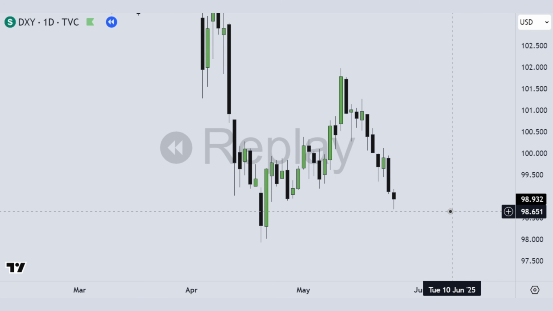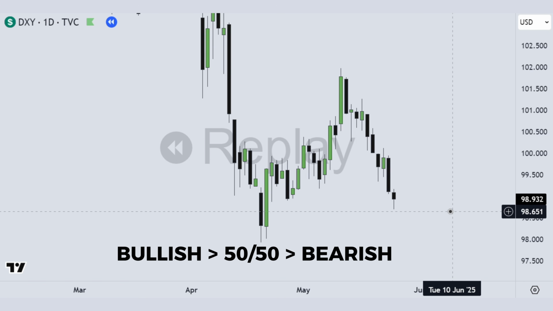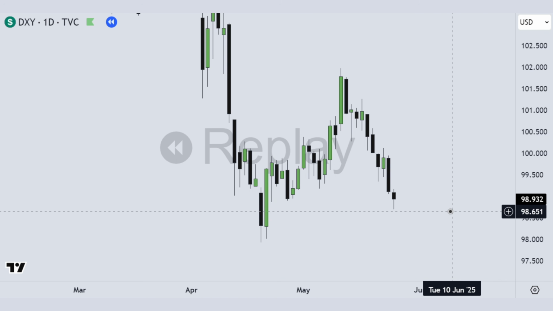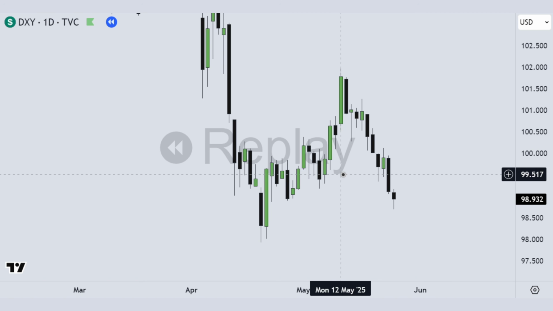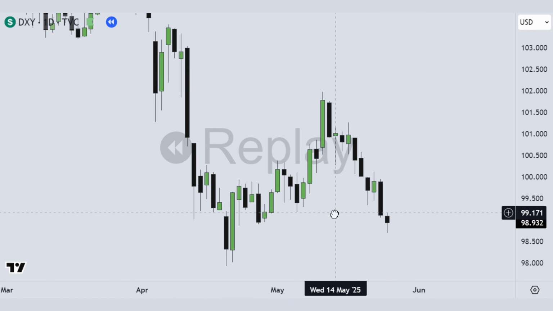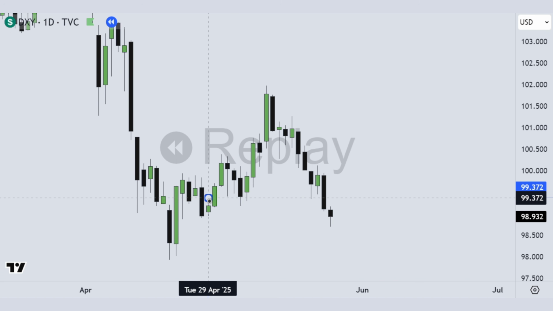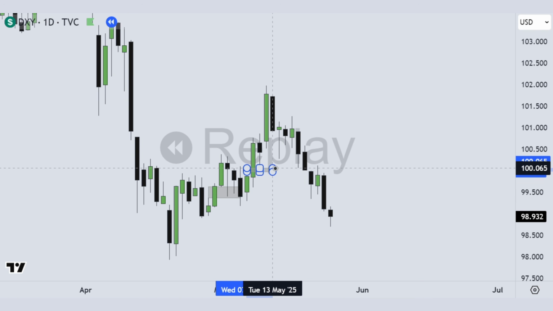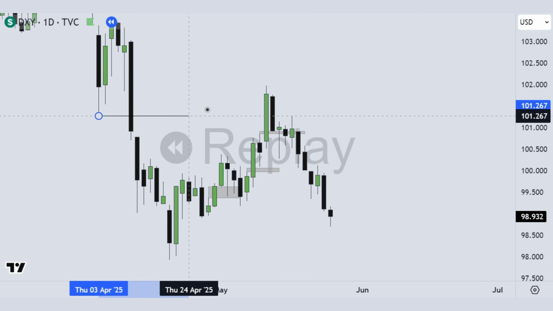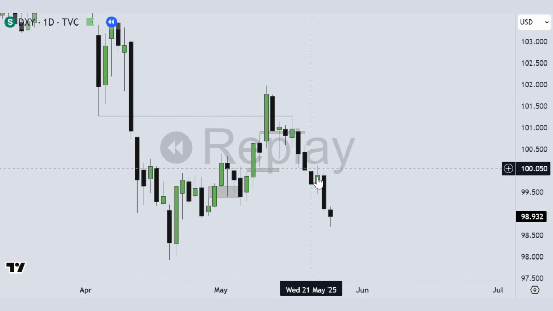Instead, I move in phases. Bullish to neutral, or 50-50, to bearish, or vice versa. That's how I personally believe the market transitions too. Gradually, not instantly. Now let's break this price action down. We were clearly in an uptrend, forming clean bullish order flow legs. Then we tapped into this bearish fair value area and price started rejecting.